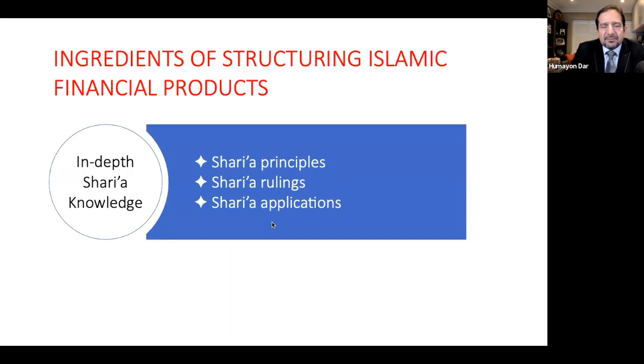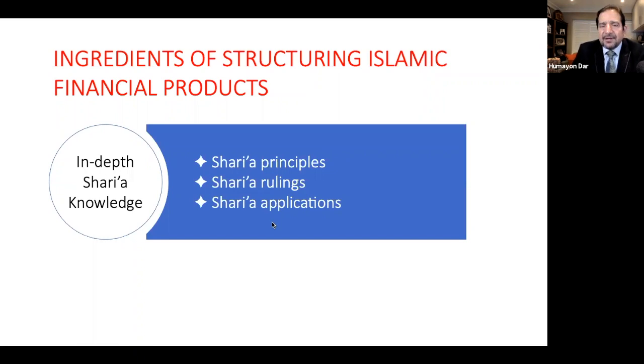The objective of product development in Islamic banking so far has been replication of conventional products in a Sharia compliant way. After this brief introduction, I would like to go to the ingredients of structuring Islamic financial products. There could be 4, 5 important ingredients. I would start with the in-depth Sharia knowledge. Because this is Islamic banking and finance, it is governed by Sharia. Anyone who is interested in specializing in the role of structuring Islamic financial products must have in-depth Sharia knowledge.